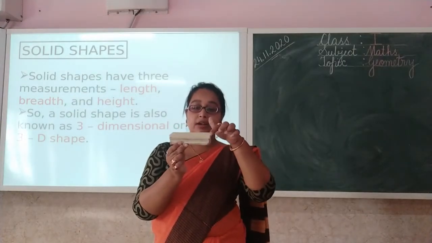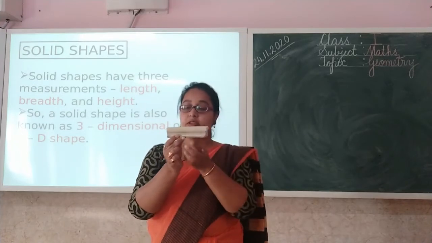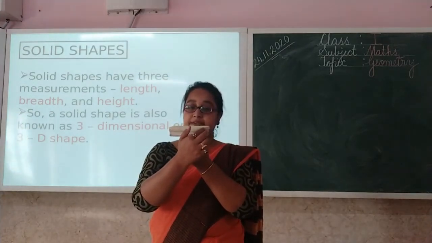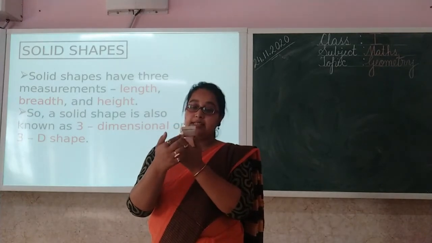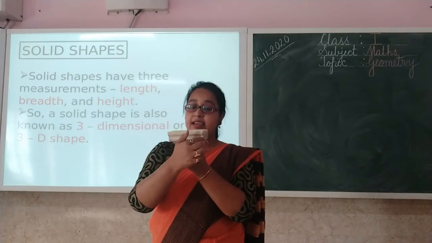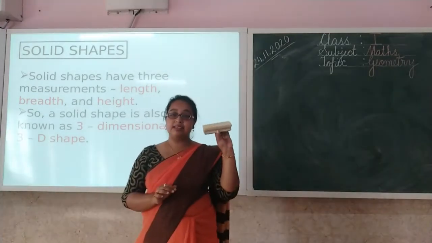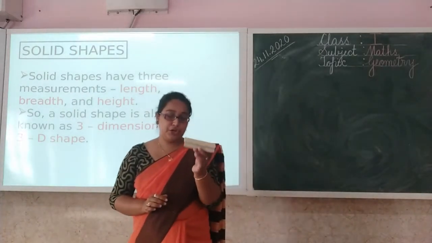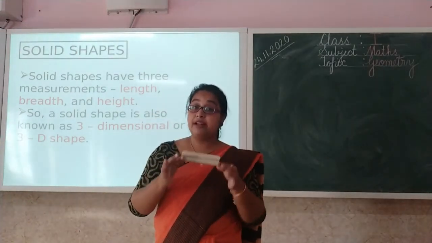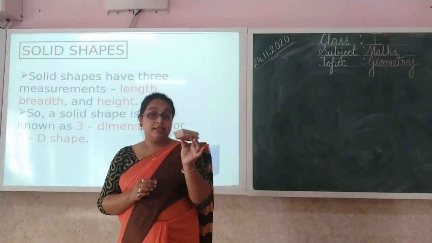See? 1, 2, 3, 4, 5, 6, 7, 8, 9, 10, 11, 12. So in this duster, which is the shape of a cuboid, a cuboid always has 12 edges. Okay? And also the vertex.